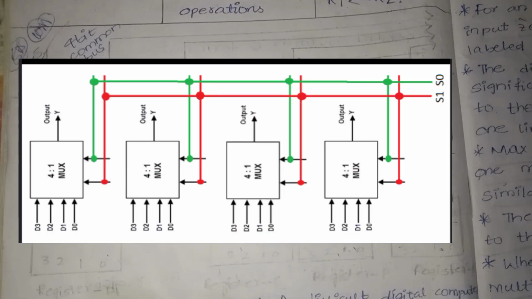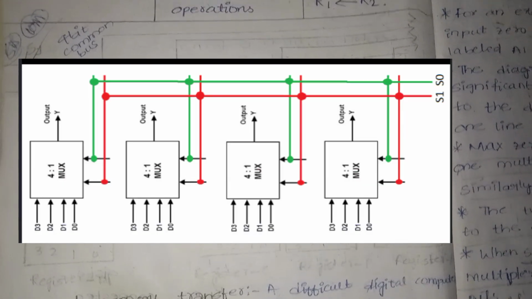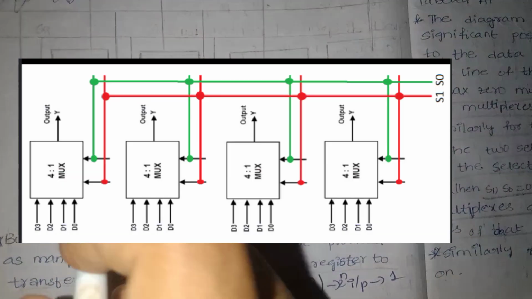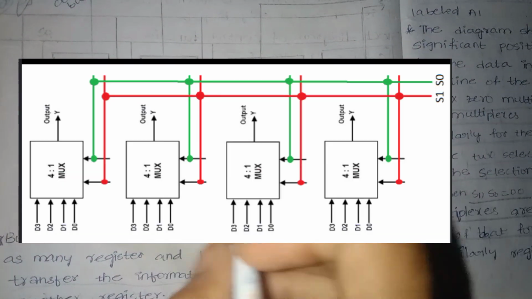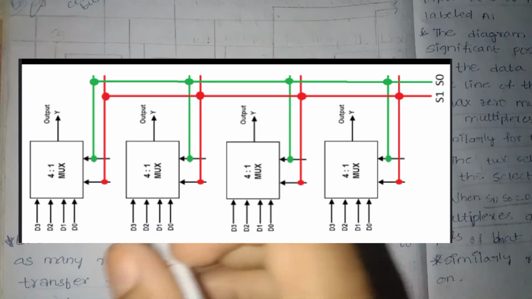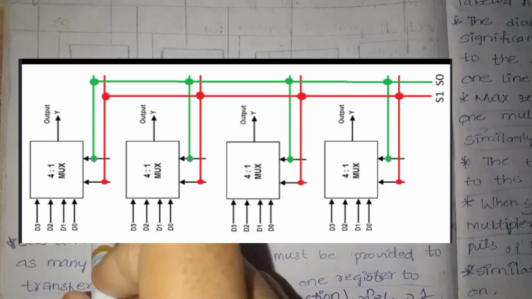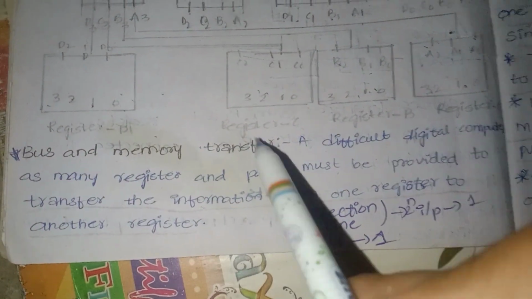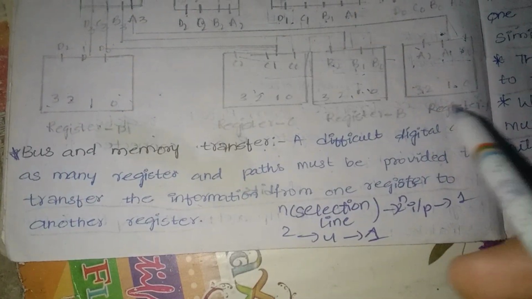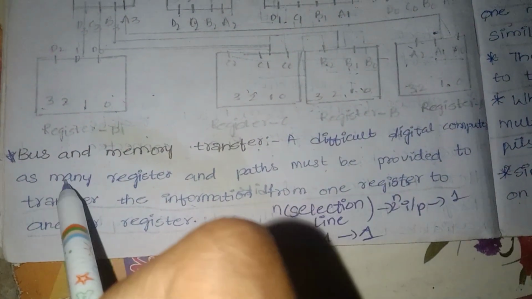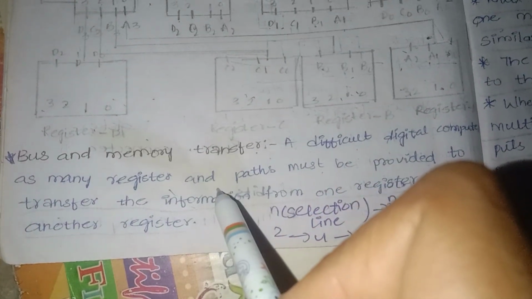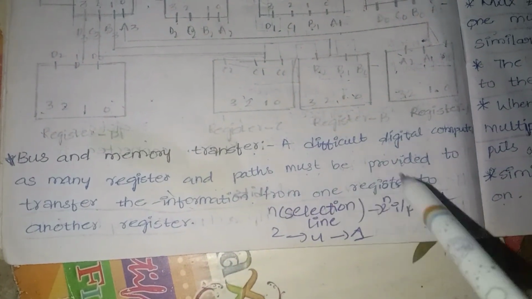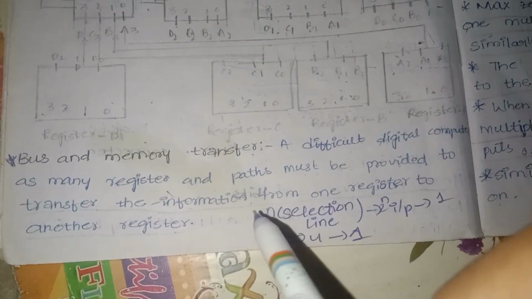First, these are all connected with one common thing. These are all connected with registers: R1 register, R2 register, R3 register, R4 register. Registers are represented with 0, 1, 2, 3. Bus and memory transfer is a process of representing a digital computer, a difficult digital computer, with many registers, and paths must be provided to transfer the information from one register to another register by using one formula.